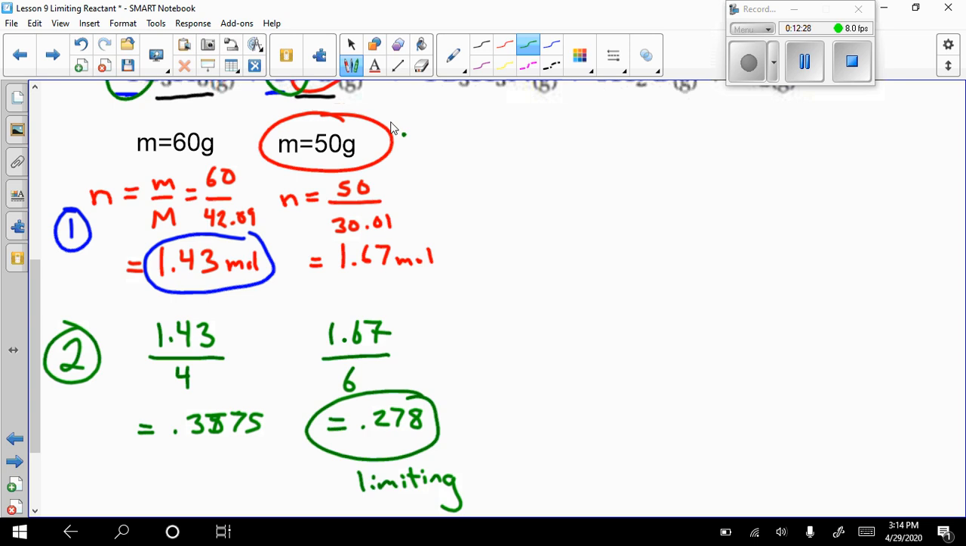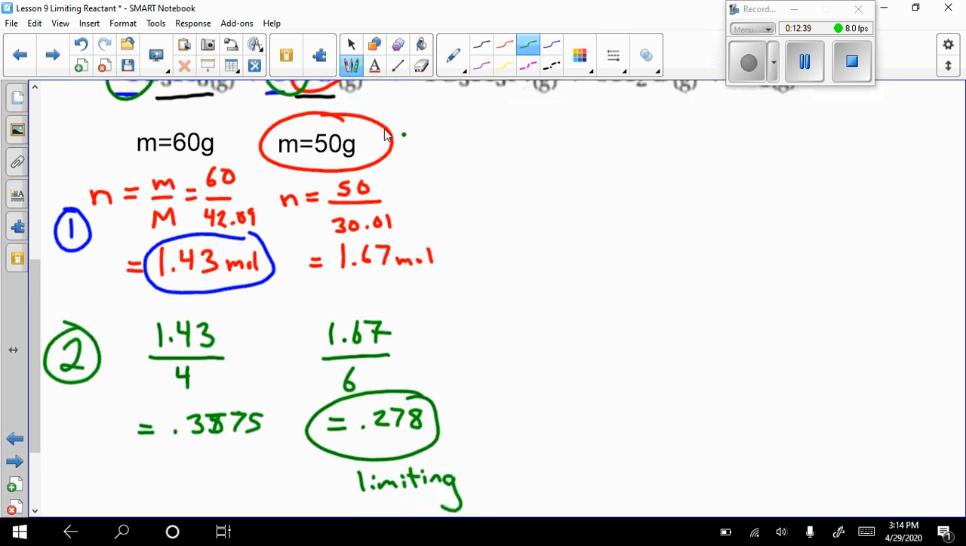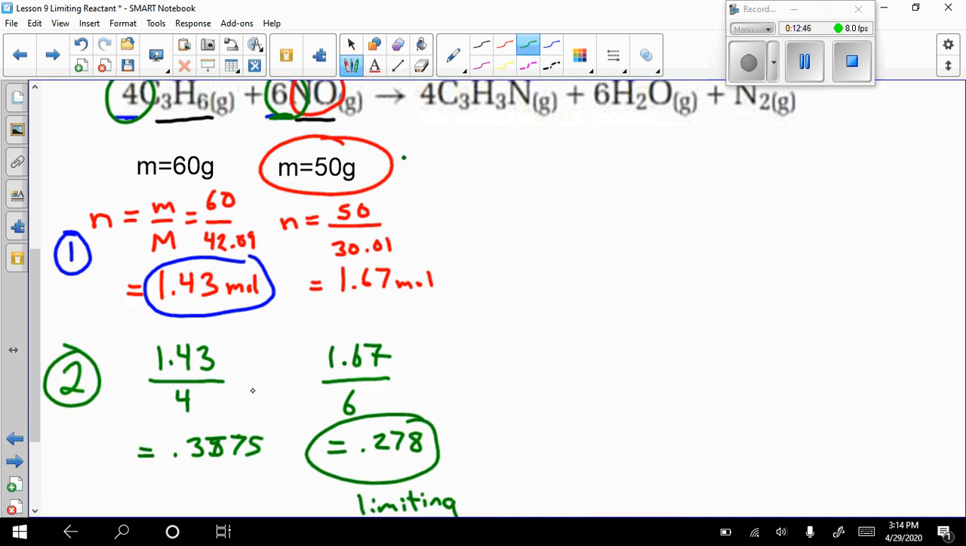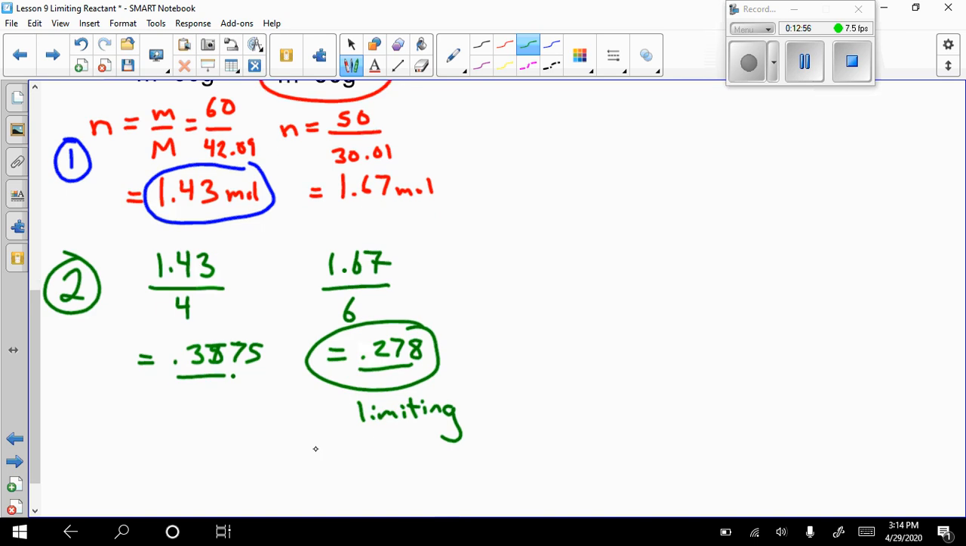You've got to consider first, you've got to convert everything to a count because everything has a different mass. And secondly, you've got to consider how fast they're used up. Because the nitrogen monoxide gets used up faster, it's got a higher coefficient, you've got to consider that by dividing each of your counts by the coefficient to get these last two numbers. And whichever one of those is the lowest is the limiting. And I'll just put a little star here, lowest number.